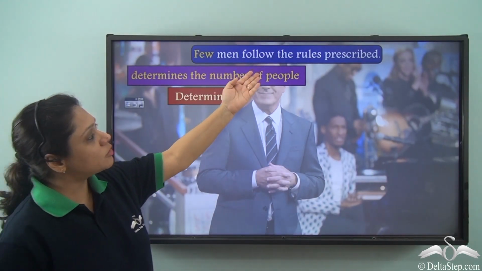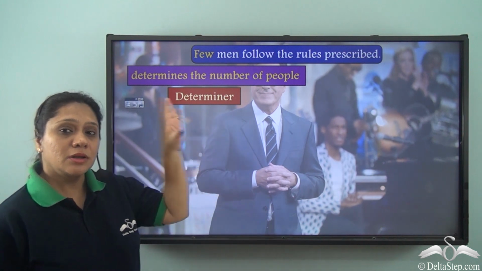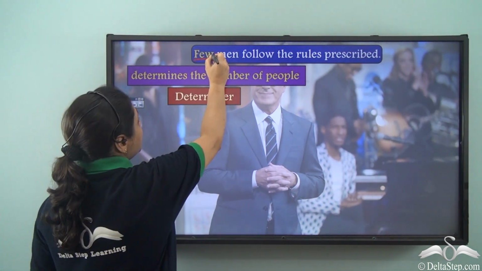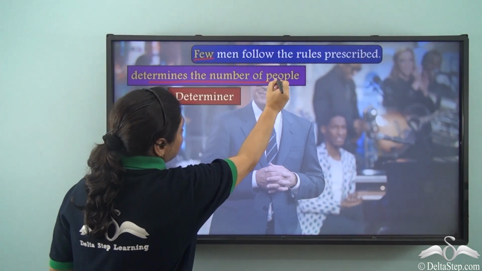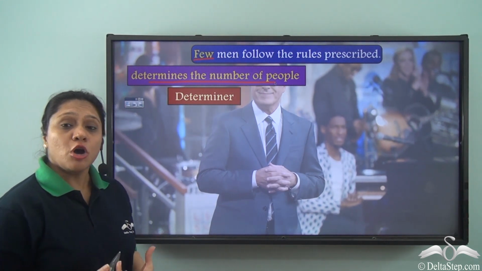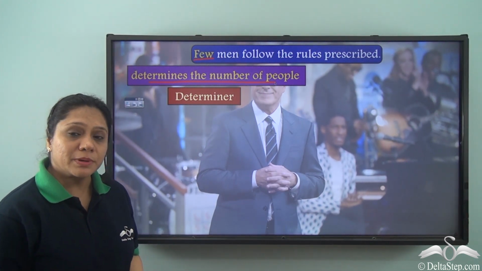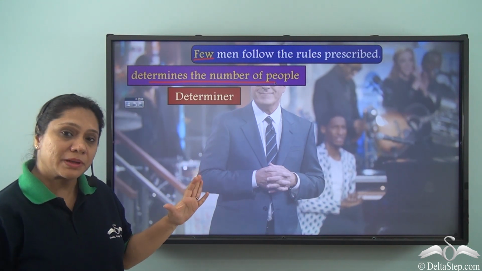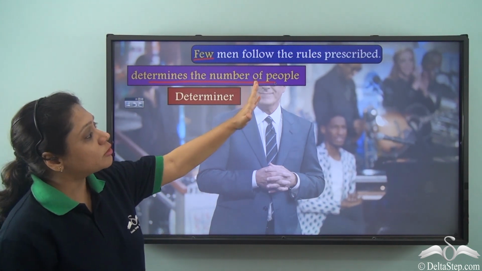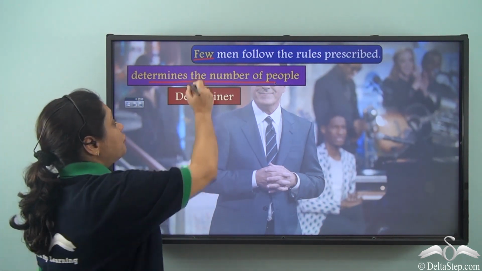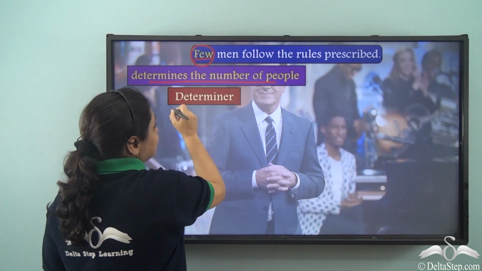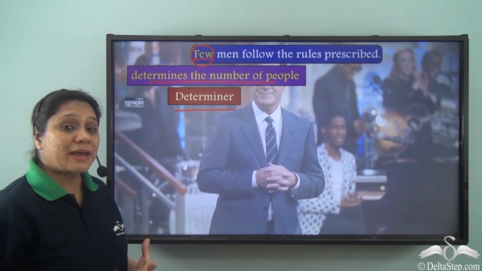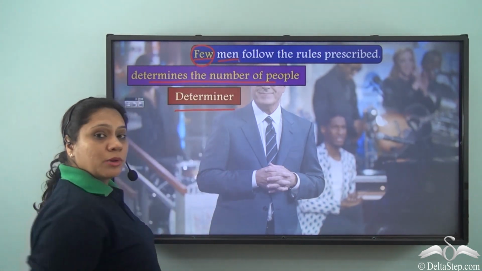Few men follow the rules prescribed. Now, in this sentence, few determines the number of people. We do not know the exact number of people. It is giving us an idea of an indefinite number of people. So, few men follow the rules prescribed. So, few here is acting as a determiner by specifying the noun men.